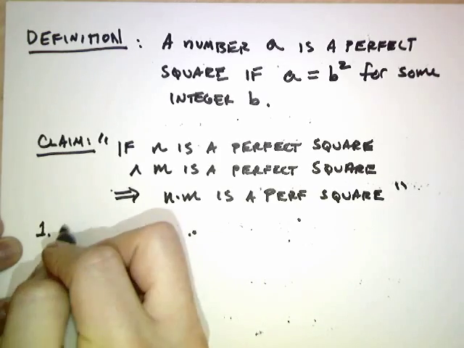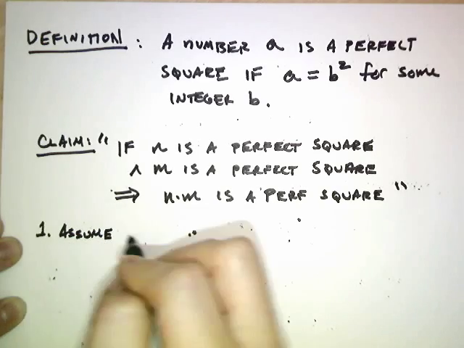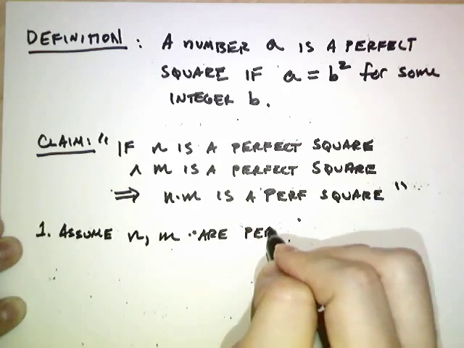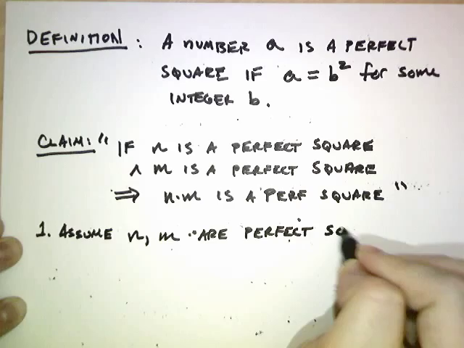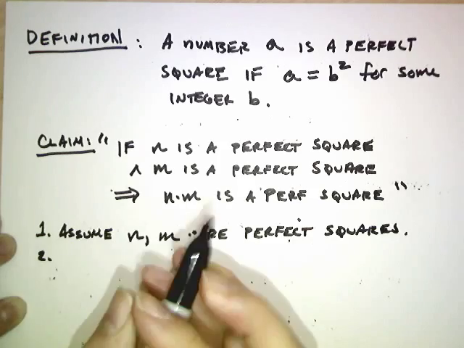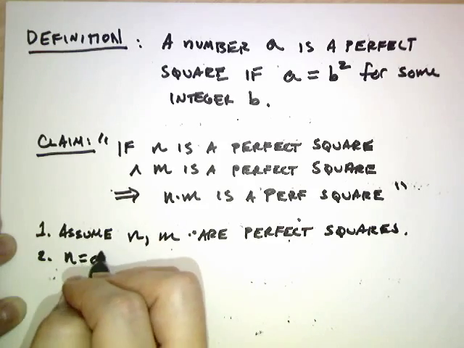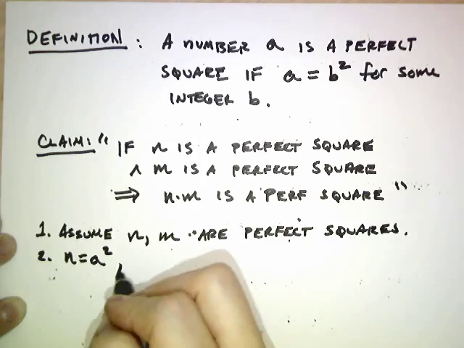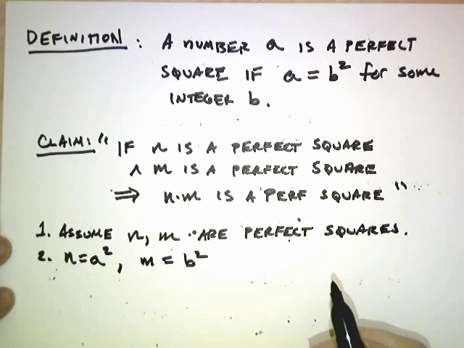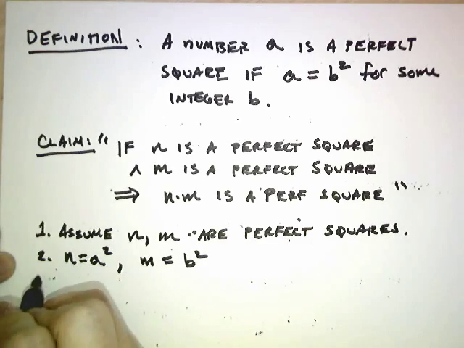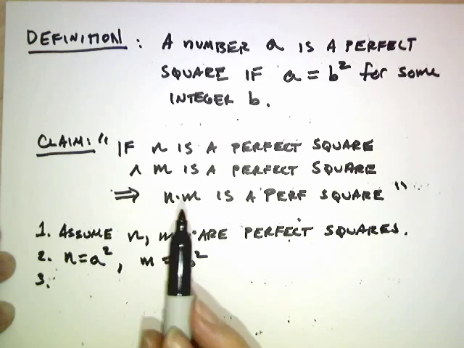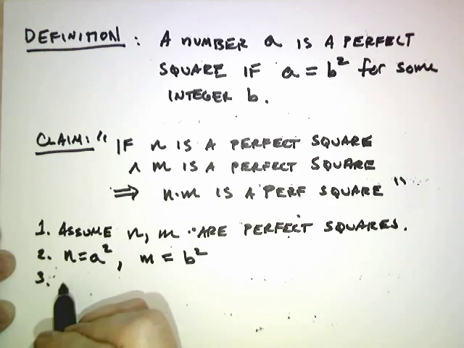Well, the first step is to assume n and m are perfect squares. Okay, what does that mean? It means that n can be written as a squared for some integer a, and m can be written as b squared for some integer b. Okay, simple enough. What should our next step be? Well, since we're trying to prove that n times m is a perfect square, let's multiply n times m.